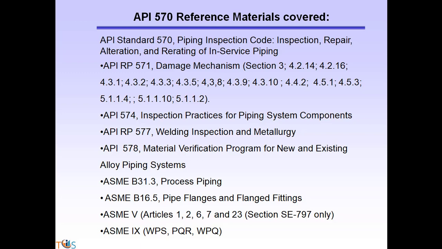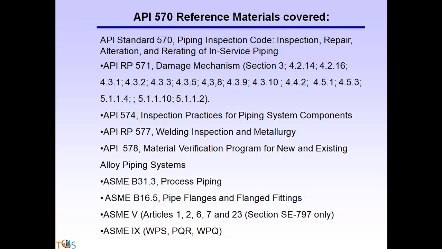Then there is welding inspection and metallurgy, API 577. Then 578, Material Verification Program for New and Existing Alloy Piping Systems, or positive material identification, which we normally call PMI, but PMI is part of API 578 because it's a material verification program. So it says, for example, if the material is non-compliant, how you quarantine it, or how you deal with it, etc.